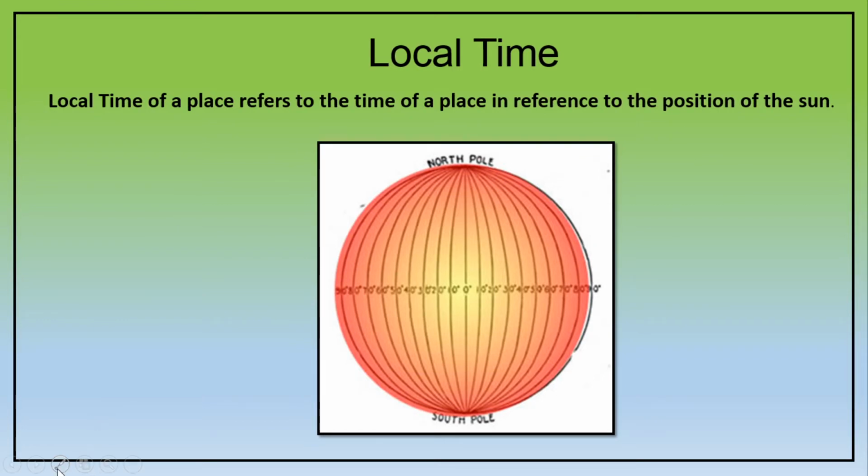Now, what do we mean by the term local time? Local time is the time of a place in reference to the position of the sun.